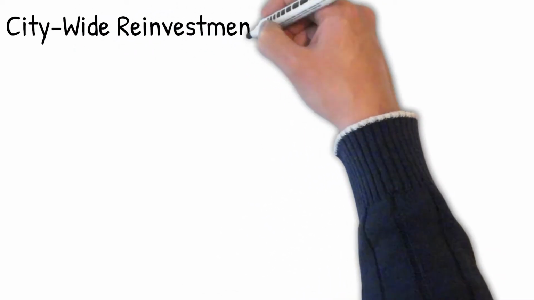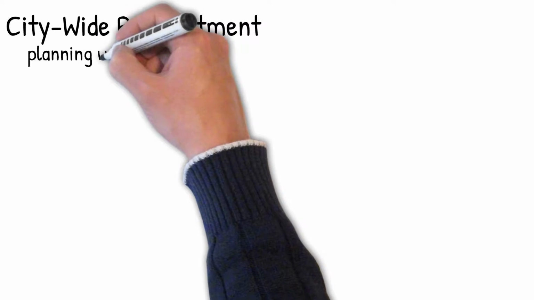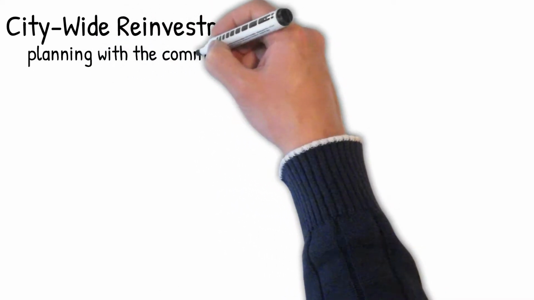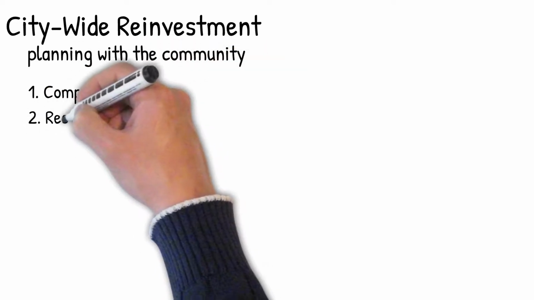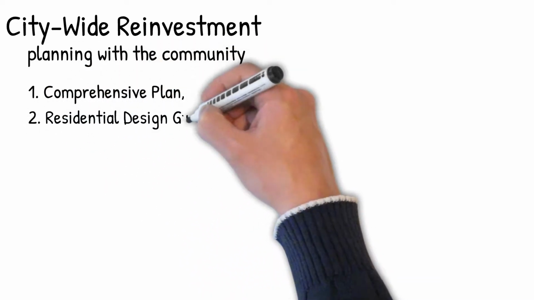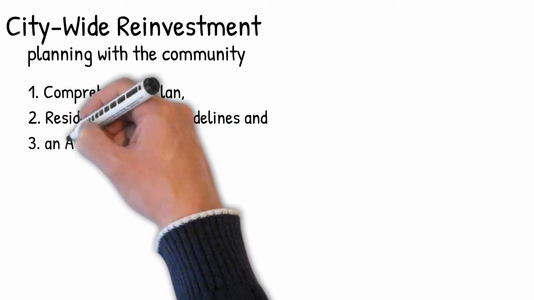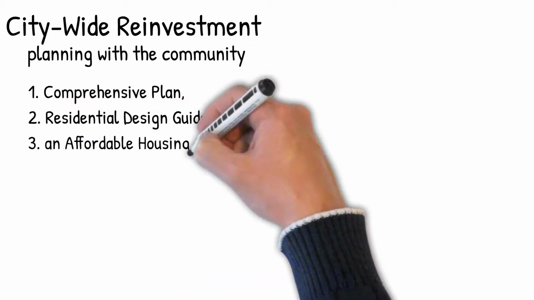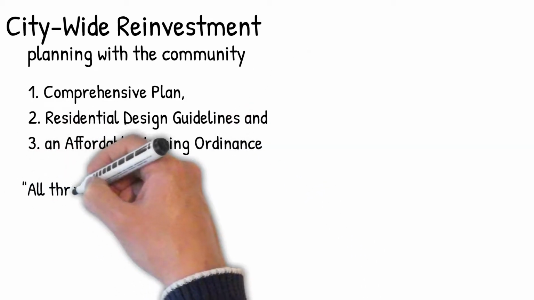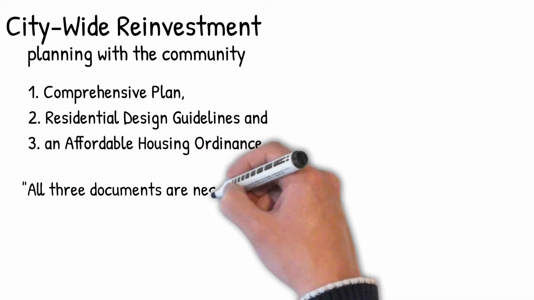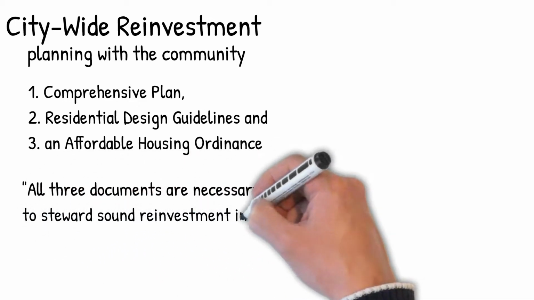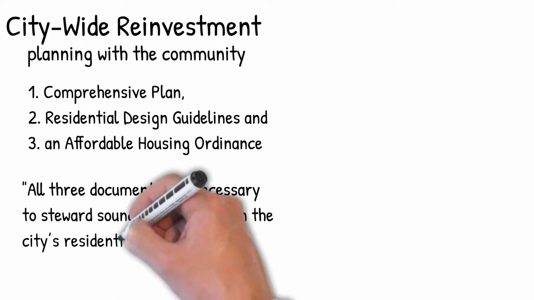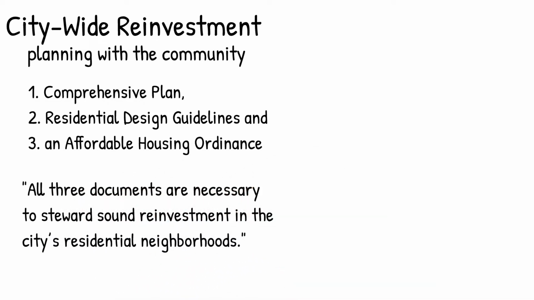In Chapter 5, Housing, this is really a crux piece because of the amount of residential structures within Harrisburg. In this particular chapter, there's a citywide reinvestment that needs to be made, and this involves planning within the community. And this involves the comprehensive plan, number 2, the residential design guidelines, and number 3, an affordable housing ordinance. And it's been said in this chapter that all 3 documents are necessary to steward sound reinvestment in the city's residential neighborhoods. And a lot of this focuses on the areas that have been underserved for so many years, decades and decades within Harrisburg.